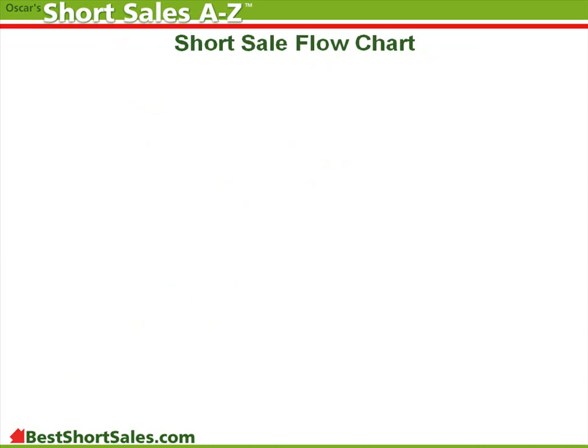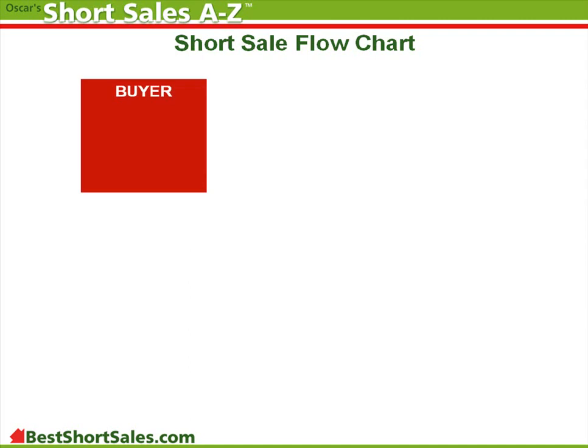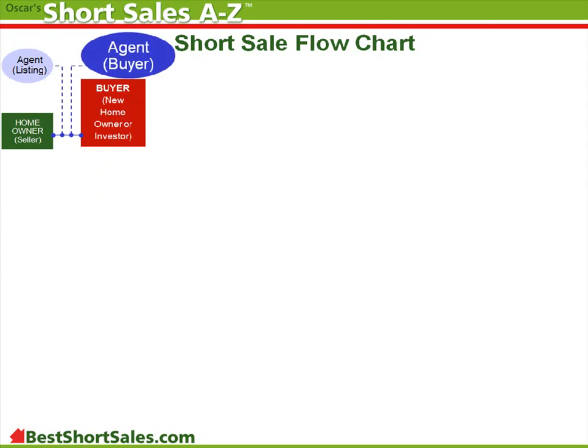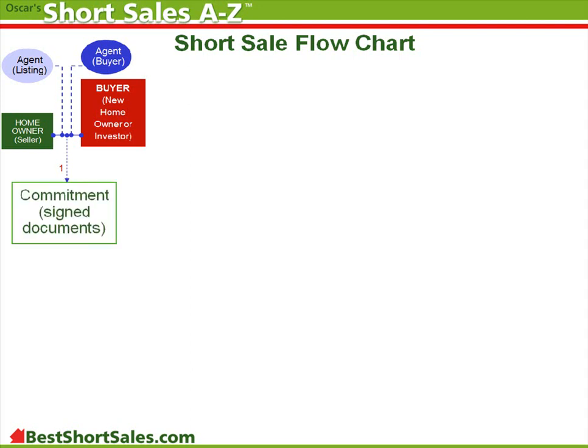The best way to explain how to negotiate a short sale is by using a flow chart. To start a short sale, there needs to be a buyer. This will either be a new home buyer or investor. There needs to be a homeowner, who is the seller. Additionally, there can be a listing agent and a buyer's agent. These parties need to be committed to a transaction. This will be reflected in signed documents. These documents are the short sale tools.